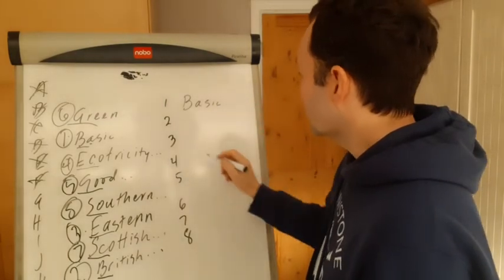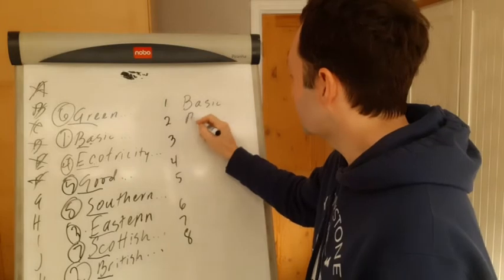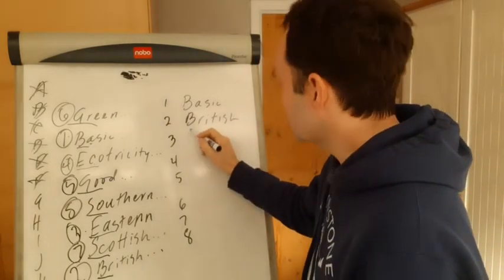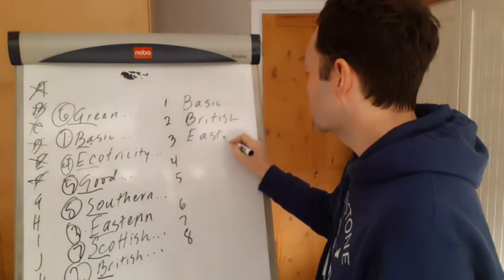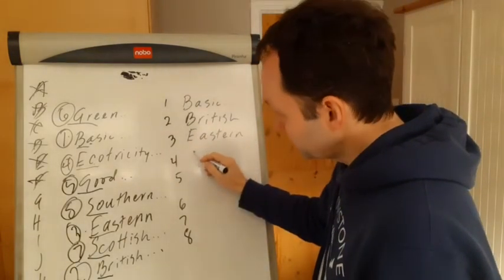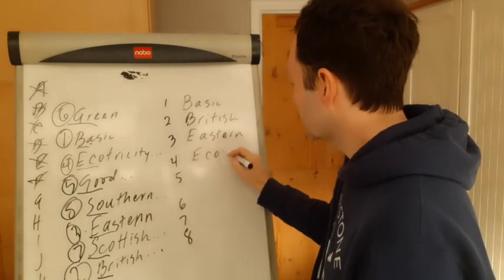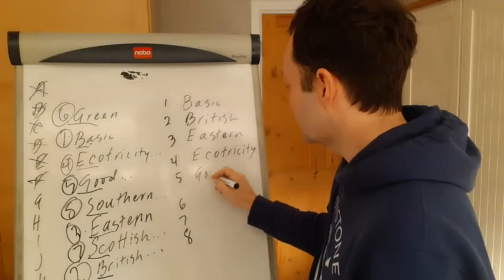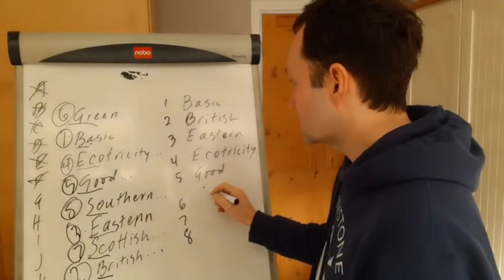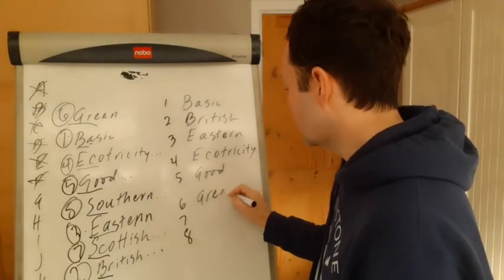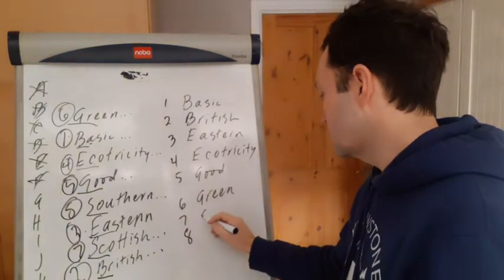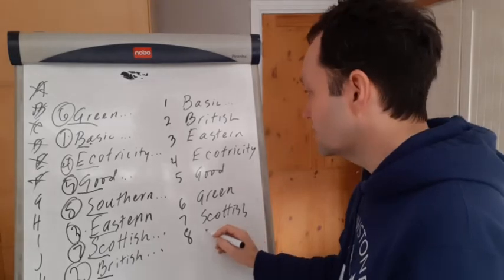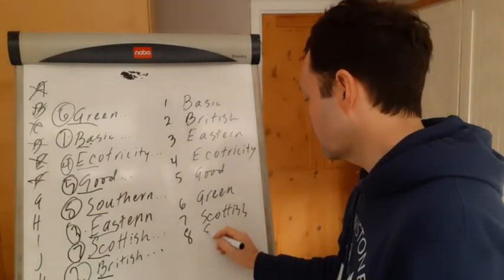Okay. And number 2 is British. And number 3 is Eastern. Number 4, ecotricity. Number 5 is good. Number 6 is green. Number 7 is Scottish. And number 8 is Southern.